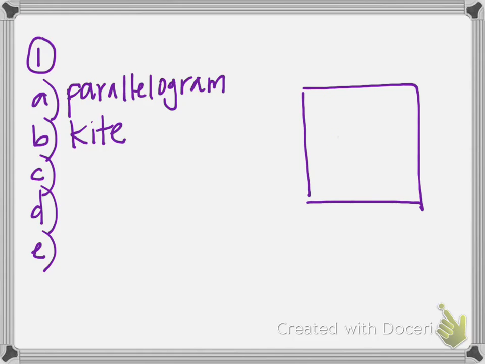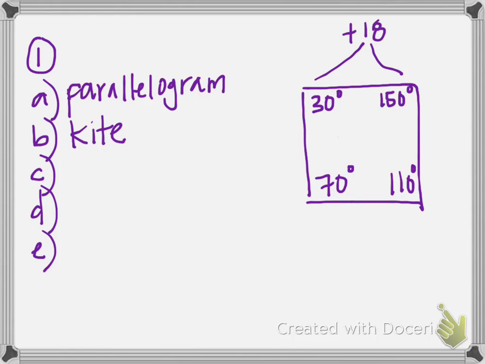Part C says we have a quadrilateral with consecutive angles of 30 degrees, 150 degrees, 110 degrees, and 70 degrees. If I look at these angles, none of them are congruent. So we don't have opposite angles that are congruent, so we don't have anything from the parallelogram family. It can't be a kite either, because in the kite we have one pair of opposite angles that are congruent. So possibly a trapezoid. If I look at these two angles, they add up to 180.